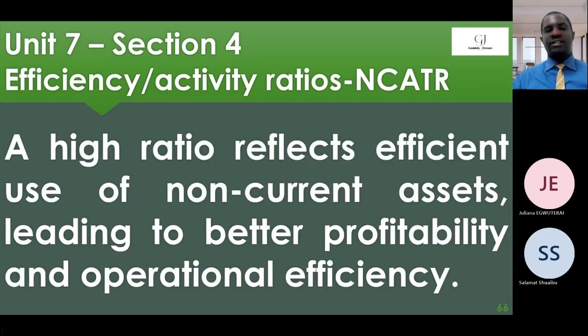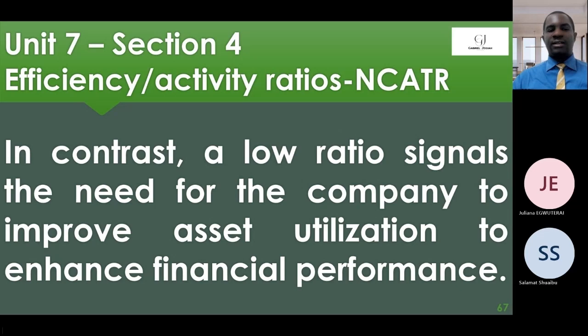And a high ratio reflects efficient use of the asset, leading to better profitability and operational efficiency, while a low one shows the need for the company to improve asset utilization to enhance financial performance. So the non-current asset turnover is a very clear metric, and I think it's one of the easiest. And the examiner tests it frequently. He tests this non-current asset.